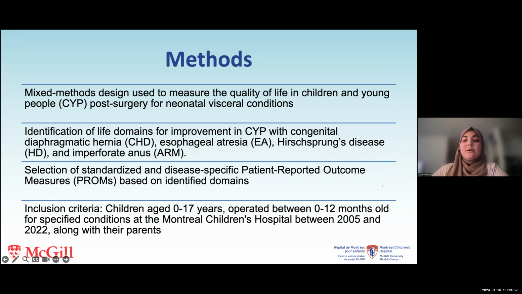The inclusion criteria encompass children aged 0 to 17 who underwent surgery for the specific conditions at the Montreal Children's Hospital between 2005 and 2022, along with the inclusion of their parents in the study.